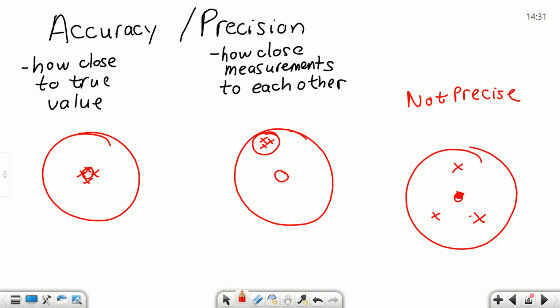You're pretty close. Not precise and not accurate, that would be where you're just all over the place. You're missing the board too. Okay? So that's where it's just so random. You don't know exactly where you're going with it. All right? So we're going to be doing that some in terms of looking at your data and going, are you accurate? Are you precise? Because if you're precise, you know your technique is very good.